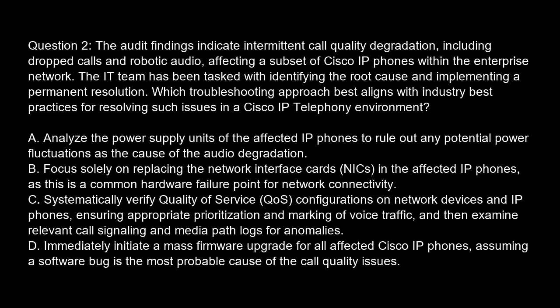Option A. Analyze the power supply units of the affected IP phones to rule out any potential power fluctuations as the cause of the audio degradation. Option B. Focus solely on replacing the network interface cards, NIC, in the affected IP phones, as this is a common hardware failure point for network connectivity. Option C. Systematically verify quality of service, CoS, configurations on network devices and IP phones, ensuring appropriate prioritization and marking of voice traffic, and then examine relevant call signaling and media path logs for anomalies. Option D. Immediately initiate a mass firmware upgrade for all affected Cisco IP phones, assuming a software bug is the most probable cause of the call quality issues.